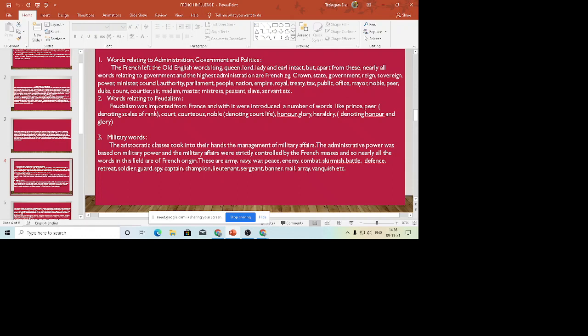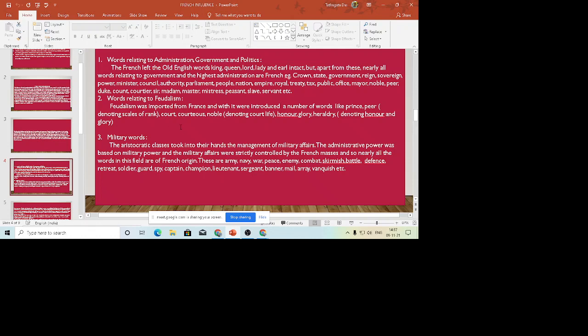Now words relating to feudalism. We come to the second important category. Feudalism was imported from France. This was a system of government with the lord and the vassal or the serf, the servant, working under him. And this was common in the medieval age. It was imported from France, and with it were introduced a number of words like prince, peer. Peer denotes the scale of rank. Court, courteous, noble, denoting court life. Honor, glory, heraldry, that is aristocratic lineage, denoting honor and glory. So these are some of the words that we should try to remember. Court, courteous, noble, like that, which are related to feudalism.